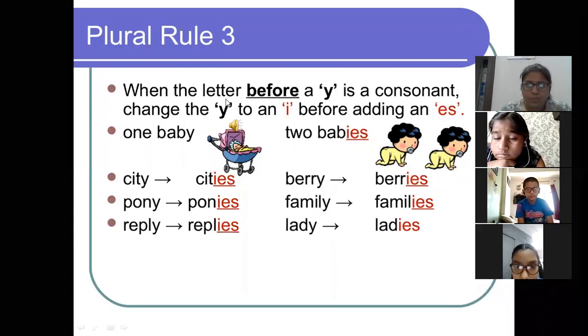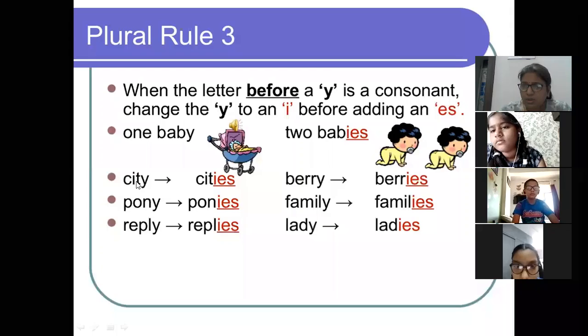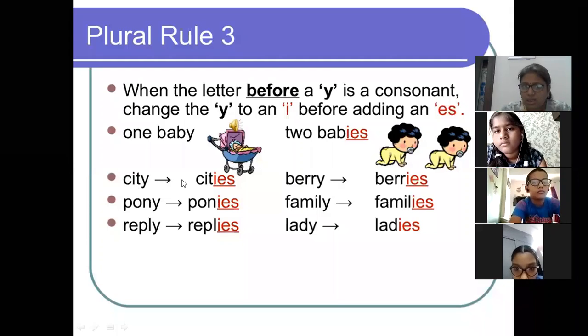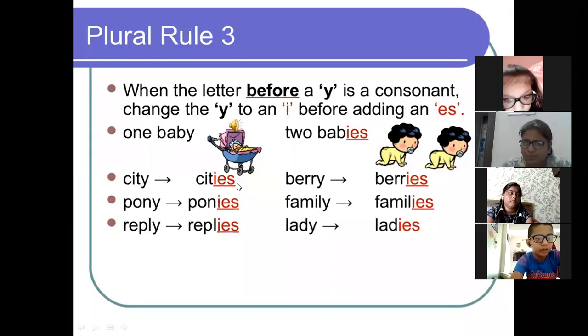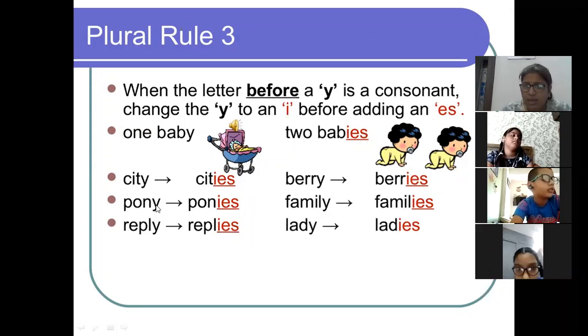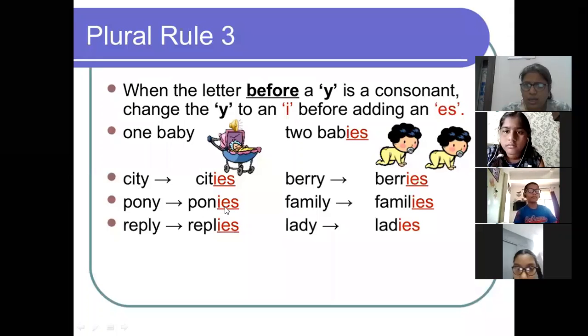So here, when the word is C-I-T-Y, city, Y is the last letter, and before Y this is T, and T is a consonant. So Y we are changing into I and we are adding ES. So your word is becoming C-I-T-I-E-S, cities. Next, pony, P-O-N-Y, before Y is N. Y is replaced by I and then added with ES. So it is becoming P-O-N-I-E-S, ponies.